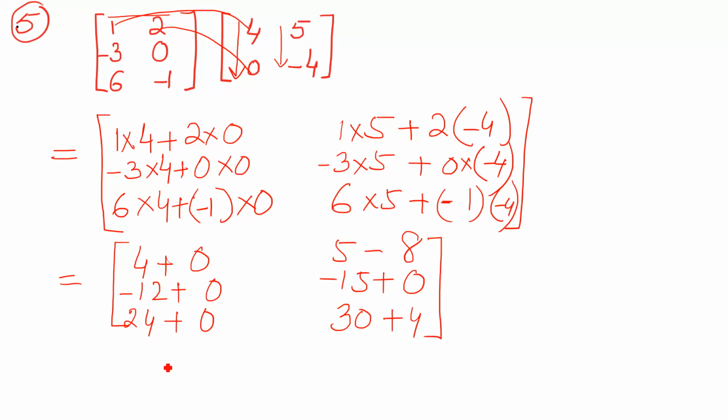Now we will simplify it. So it is 4, negative 12, right? And then it is 24. Here we have negative 3, negative 15 and 34, right?